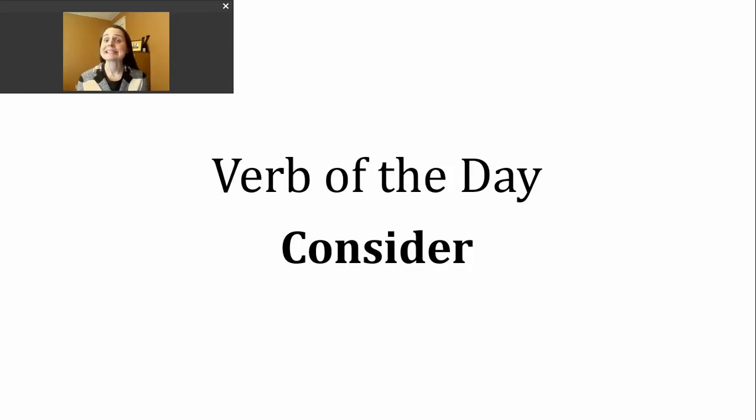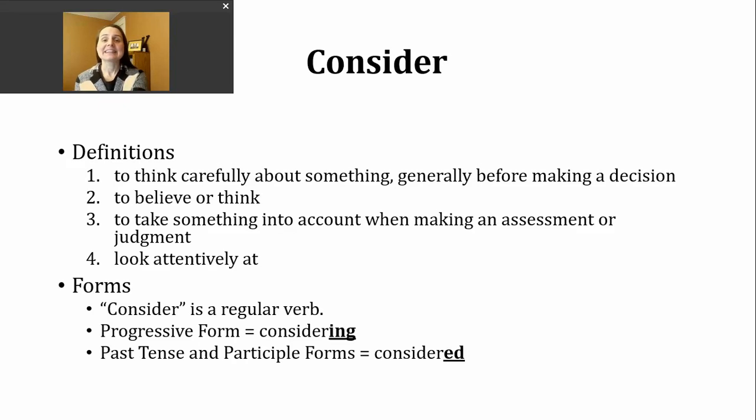Today's verb is consider. Let's take a look at some of the definitions or ways that you can use this verb. The first way you might hear the verb consider used is to mean to think carefully about something. And generally, this thinking is occurring before you make a big decision.